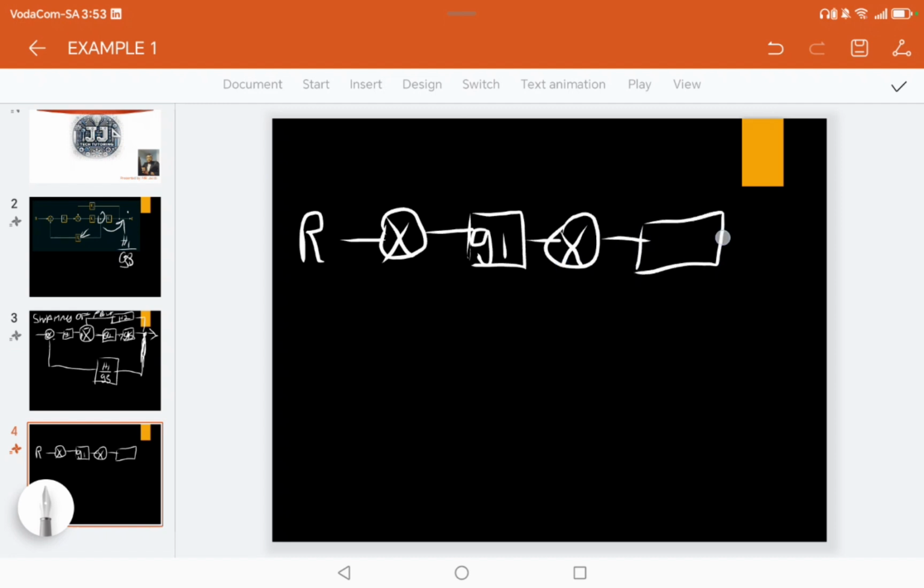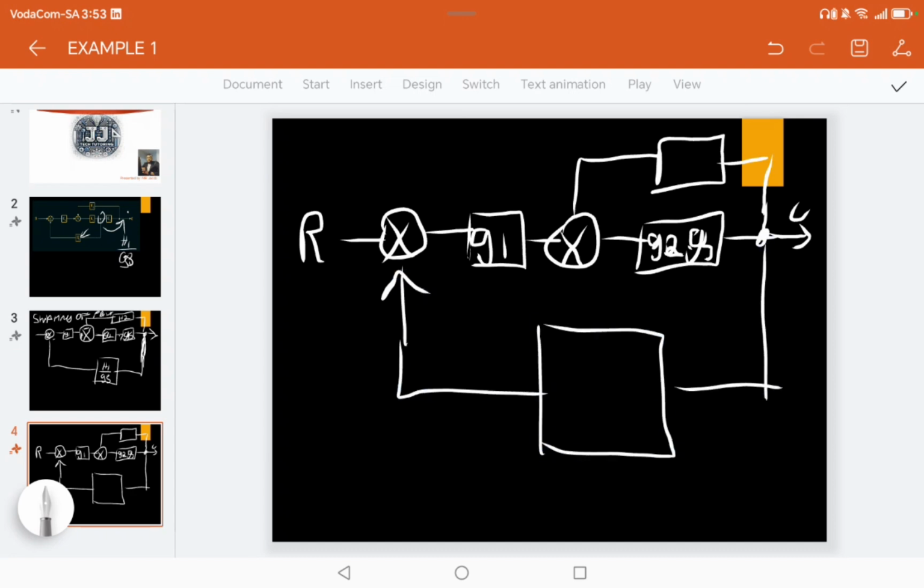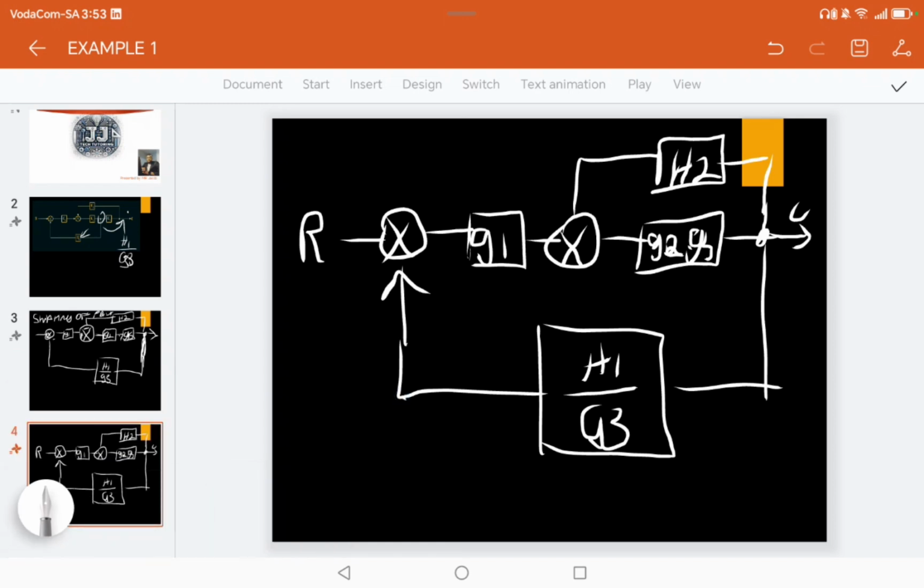Then from there, we have to add these two, so it will be G2 multiplied by G3. And we take the feedback. This is H2 and this is H1 divided by G3. Just know, guys, that here it's positive, here it's negative. This is just a feedback question.